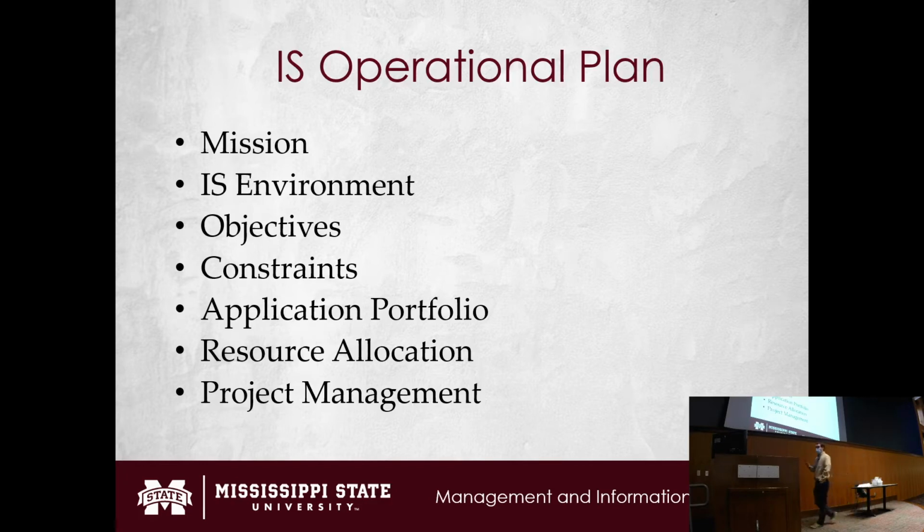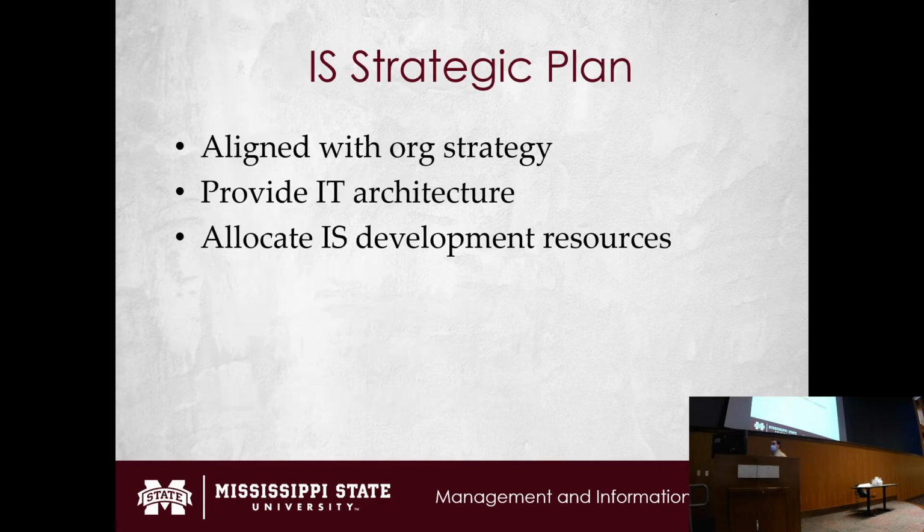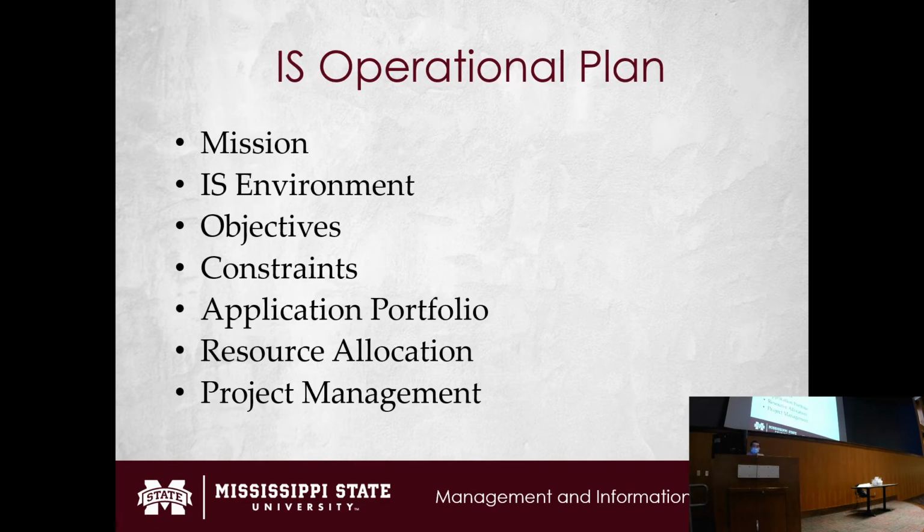And then lastly, project management. In the strategic plan, we have an overview of the projects. But inside the operational plan, we have the specific projects. We have very detailed information about them, any sort of project documents, all that sort of stuff. This is all going to be managed inside of the operational plan. So does that make sense between the strategic plan and the operational plan?